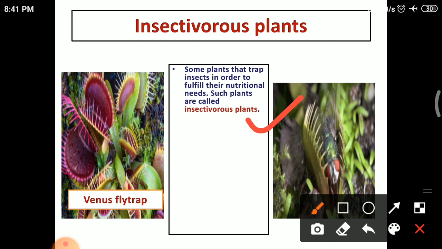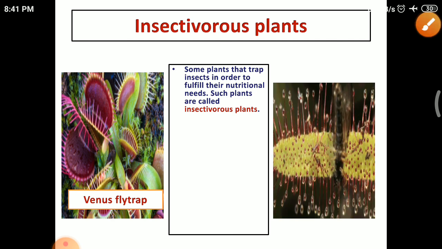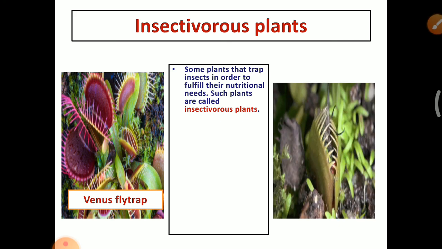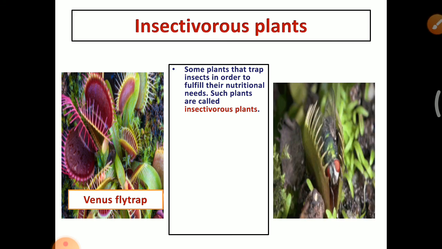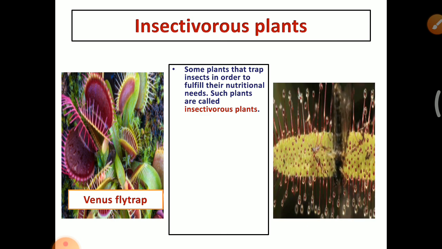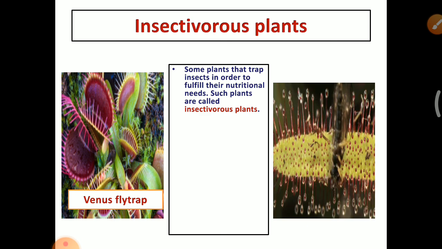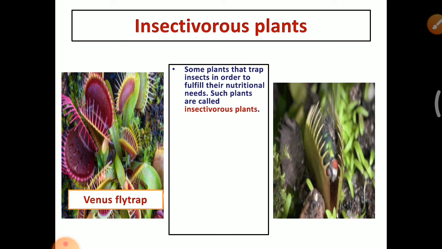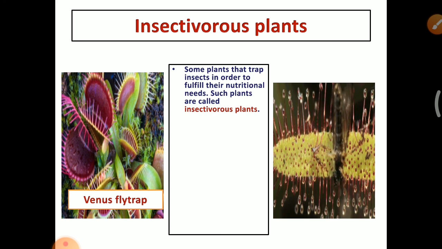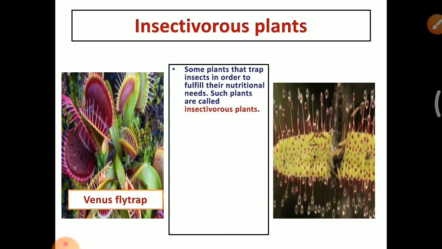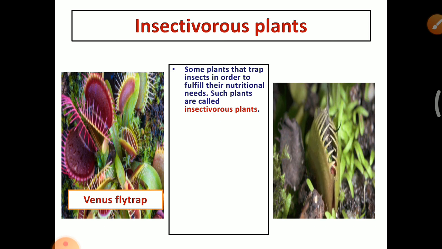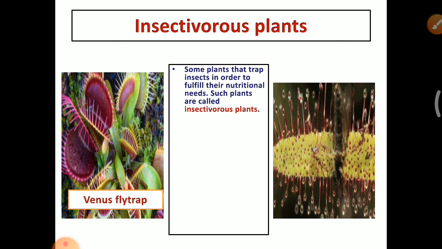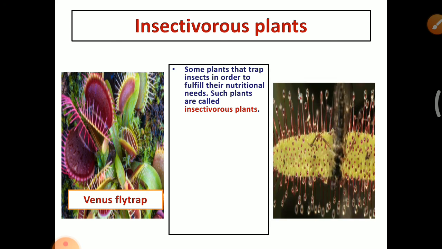Look here. Some plants trap insects in order to fulfill their nutritional needs. Such plants are called insectivorous plants. We human beings eat so many types of food for getting nutrition. The same way, plants also need some nutrition. So these types of plants get the nutrition from the insects. So such type of plants are called insectivorous plants.